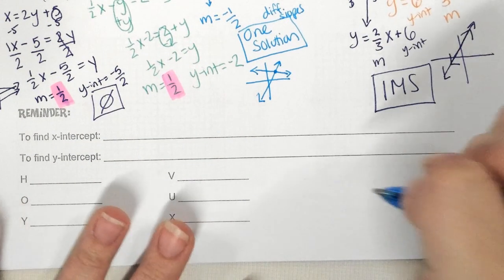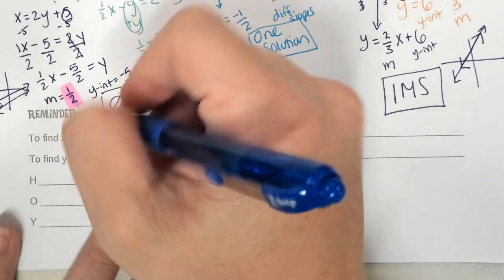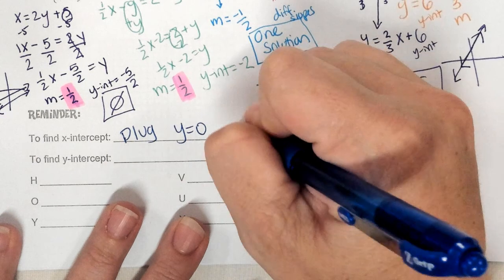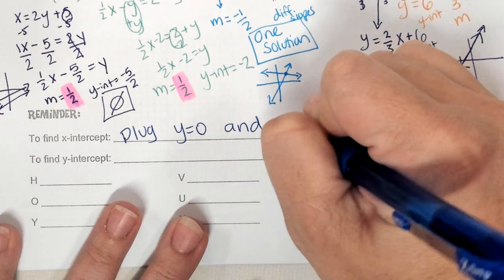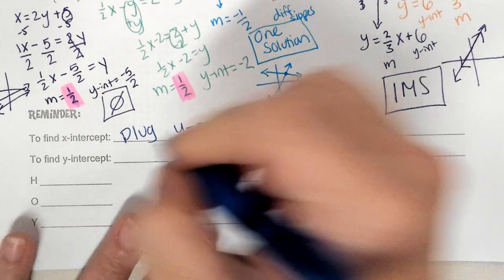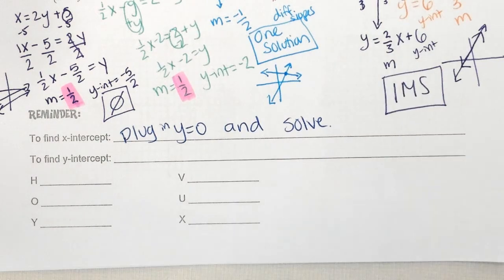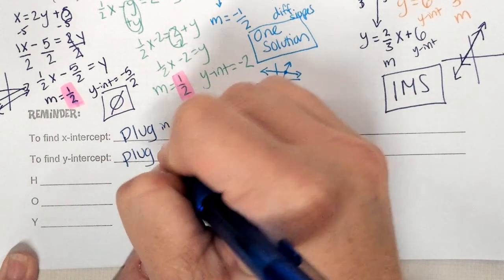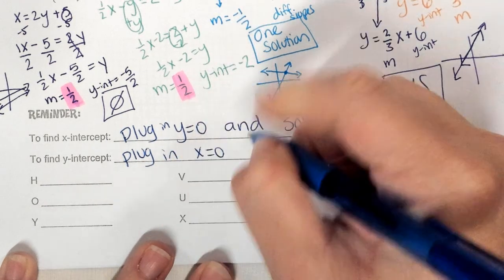Okay, so to find your x-intercept, you plug y equals 0 in and solve. Plug in y equals 0 and solve. And then the y-intercept is the same thing. Plug in x equals 0 and solve.